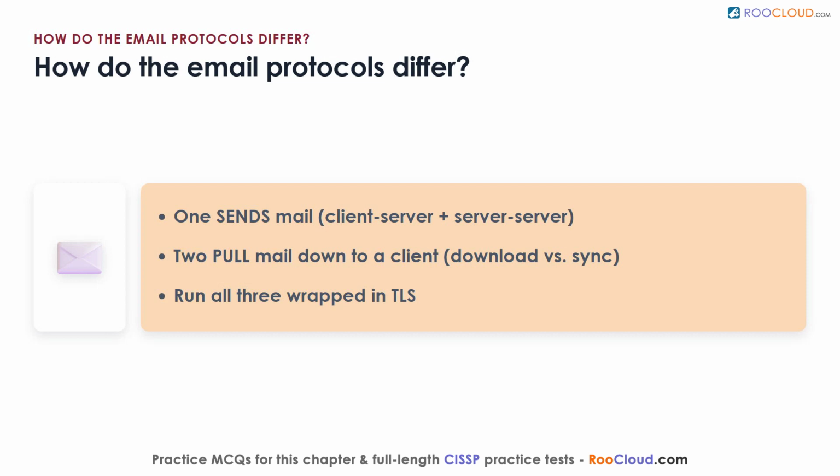The older one simply downloads and removes, while the newer one can sync, fetch just headers, and manage messages on the server. Both should only run in their encrypted forms. The rule holds across all 3. If it is not encrypted, assume someone can read the mail.